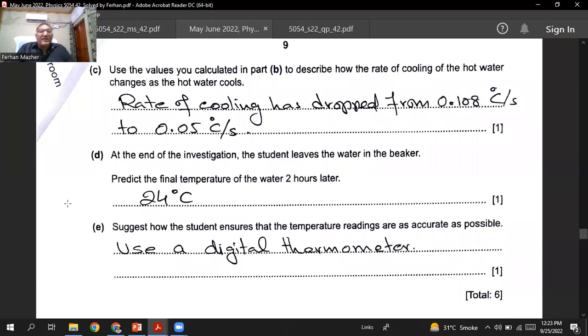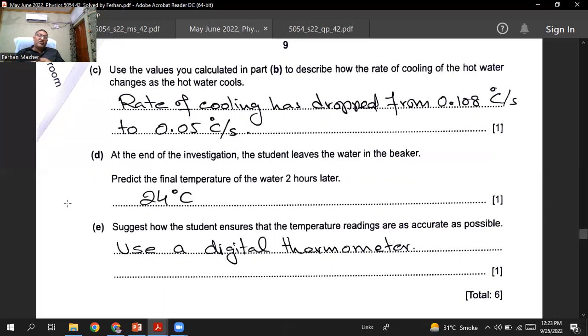It says, at the end of the investigation, the student leaves the water in the beaker. Predict the final temperature of the water after 2 hours. So you see, when you let the water be on the table for 2 hours, the water will lose its heat, and its temperature will become equal to the room temperature. And that room temperature is 24 degrees centigrade. So the final temperature of the water after the cooling will be 24 degrees centigrade.